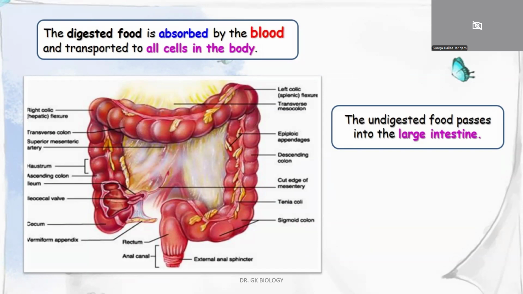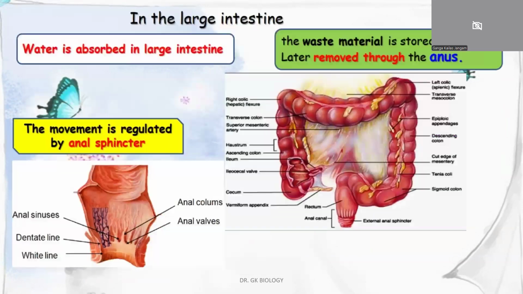The undigested food passes into the large intestine. Inside the large intestine, only water and salt are absorbed. The waste material is stored in the rectum and later removed through the anus. The movement is regulated by the anal sphincter muscle. Just like in the stomach, where we studied one sphincter muscle, here the function of the anal sphincter muscle is to regulate the movement of undigested food.